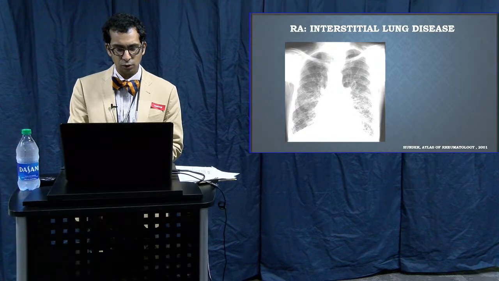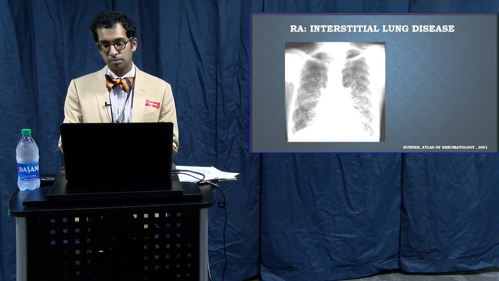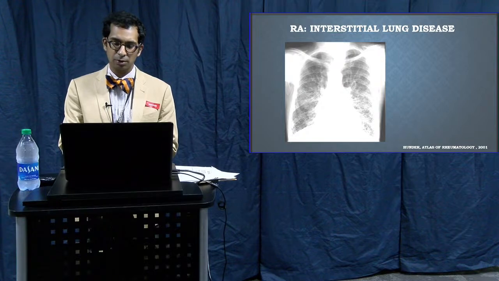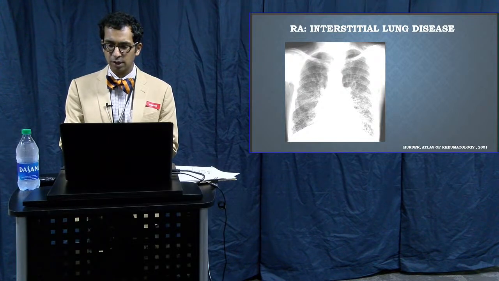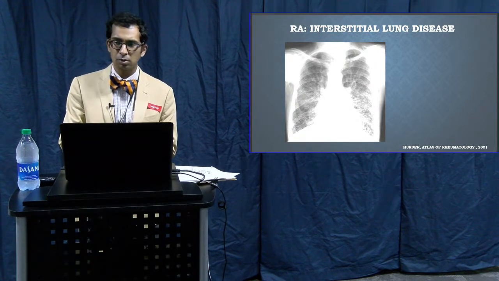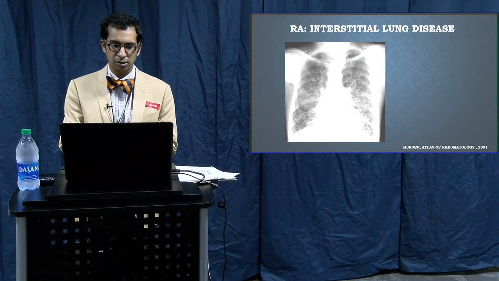Interstitial lung disease in rheumatoid arthritis is becoming more and more appreciated, and many studies have shown that up to a third of patients with rheumatoid arthritis can develop lung disease. And again, this can be manifested by lung nodules, pleural inflammation, so pleuritis, pleural effusions, and also interstitial lung disease.